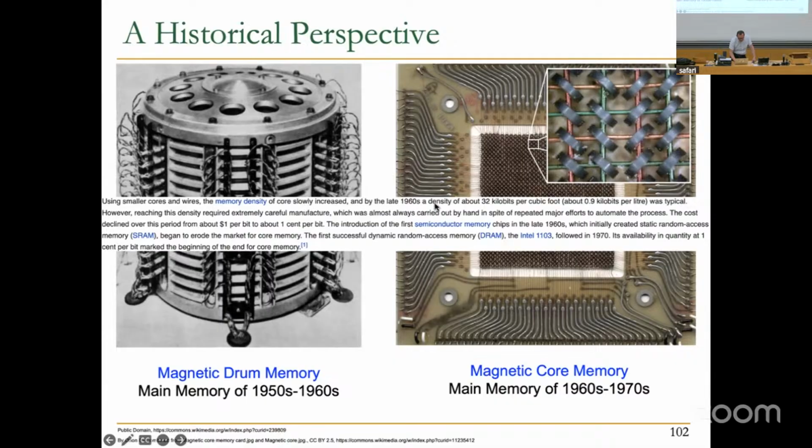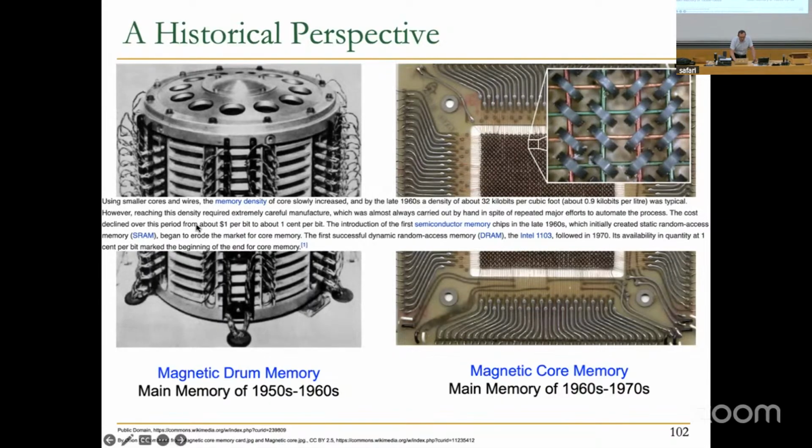And by the late 1960s, the density of about 32 kilobits per cubic foot, about 0.9 kilobits per liter, was typical. However, reaching this density required extremely careful manufacture, which is still a problem, actually, which was almost always carried out by hand in spite of repeated major efforts to automate the process. A lot of things happen by hand to make the DRAM work also today.